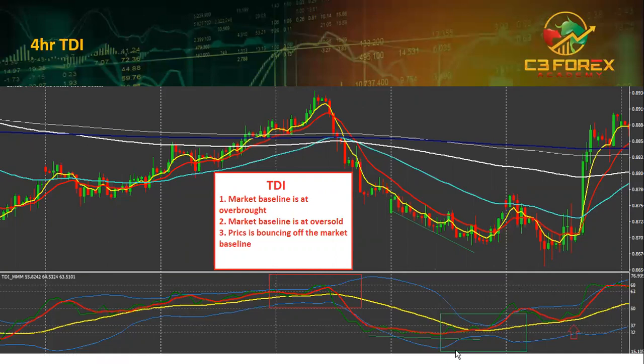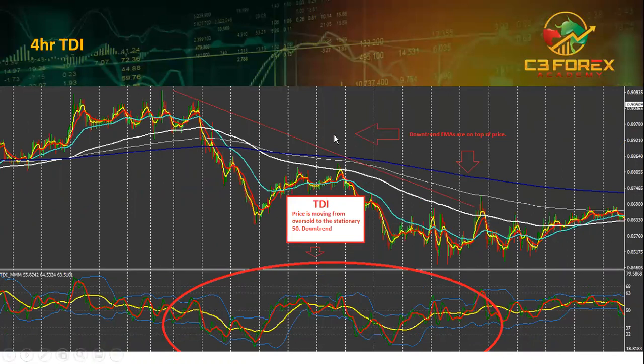Now, mind you, it crossed the market baseline right here, right? It pulled back, bounced off, pulled back again, bounced off, right? So now this bounce is higher than price over here. However, on the chart, this price over here is lower than this price over here. Divergence. What happens after that? Price skyrockets. All right, so that's what we look for in our TDI. We're looking for divergence. We're looking for our market baseline to be oversold or overbought, or we're looking for a shark fin, blood in the water.